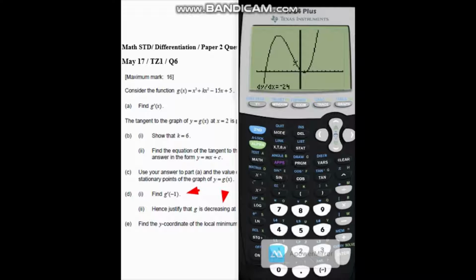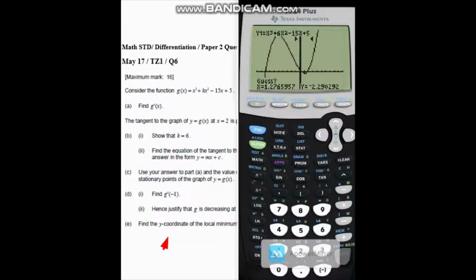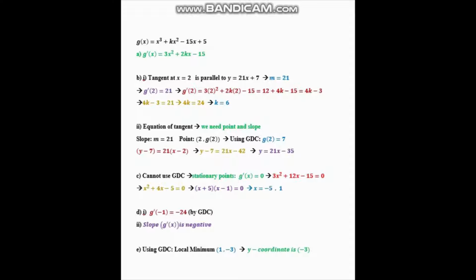Finally, in E, I'm required to find the y coordinate of the local minimum. So second, trace, minimum, there is your left bound and your right bound and your guess. So the minimum exists at 1 and -3. 0.999 is just 1, x equals 1, and y equals -3. So there are your answers. Take a minute to check them out. This concludes the question. I hope you have found this useful.